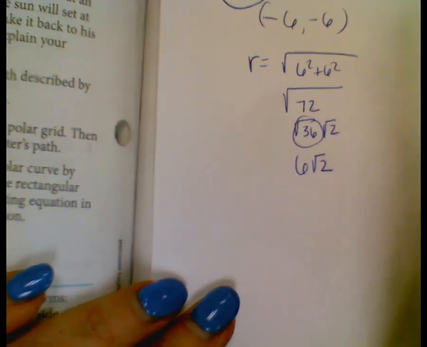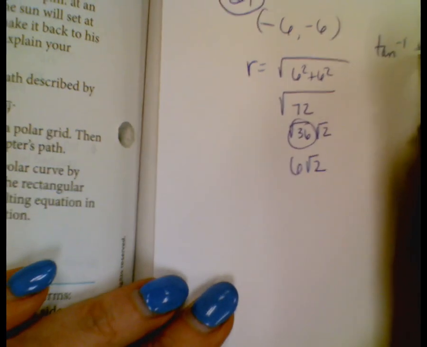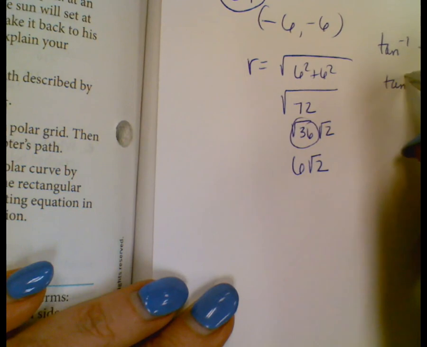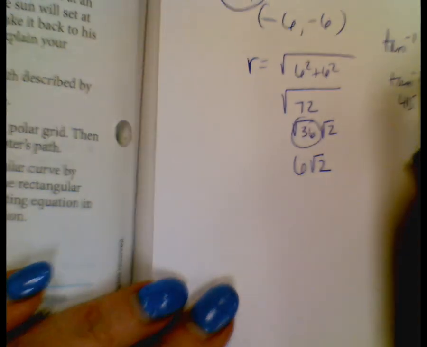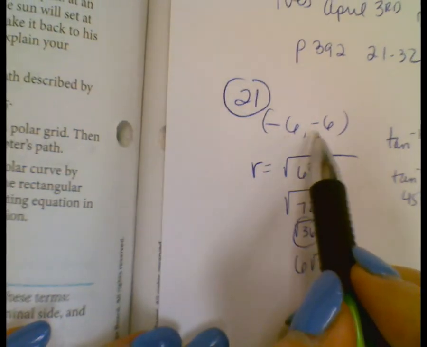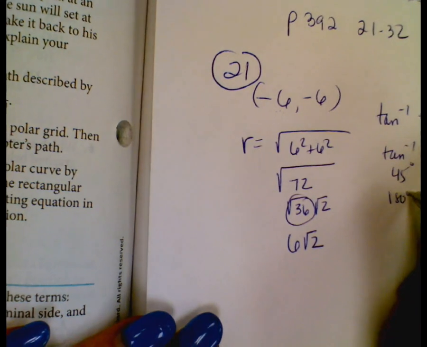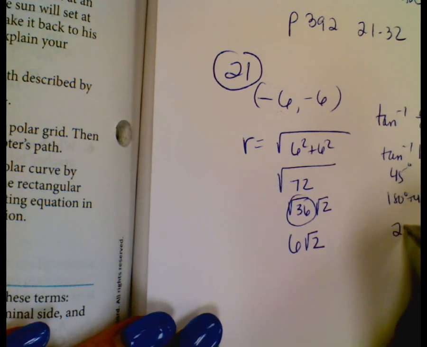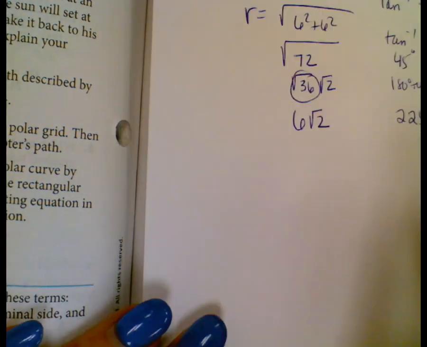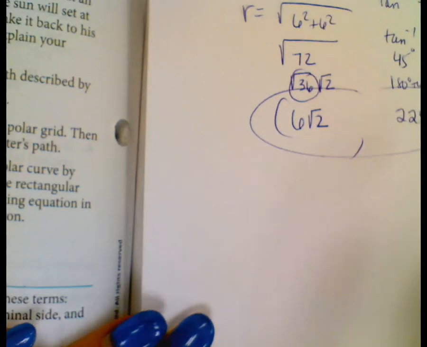The angle, arctan of 6 over 6 is 1. So it has something to do with 45 degrees, but what quadrant is it in? Negative, negative, third quadrant. So third quadrant would be 180 plus 45 for a 225. So your answer is 6 radical 2, 225.